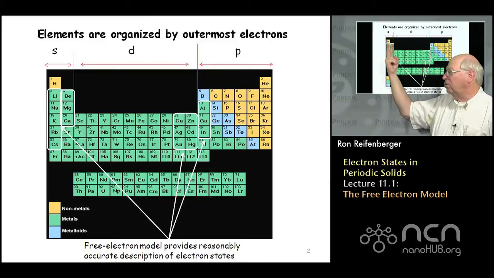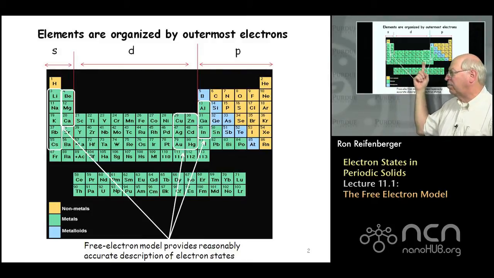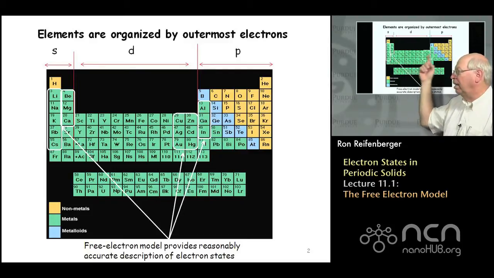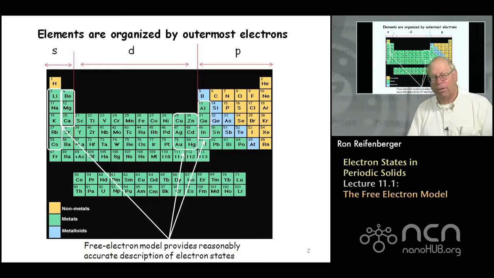The fact that there are two columns of elements here reflects the fact that the S shell in these elements is being filled. The fact that there are 10 atoms that span the center region of the periodic table is a reflection of the fact that the D shell electrons are being filled. And then out here, we've got P electrons being filled. There are 6 atoms in each row of the periodic table in this section. Those six atoms reflect the fact that the P shells are being completed.